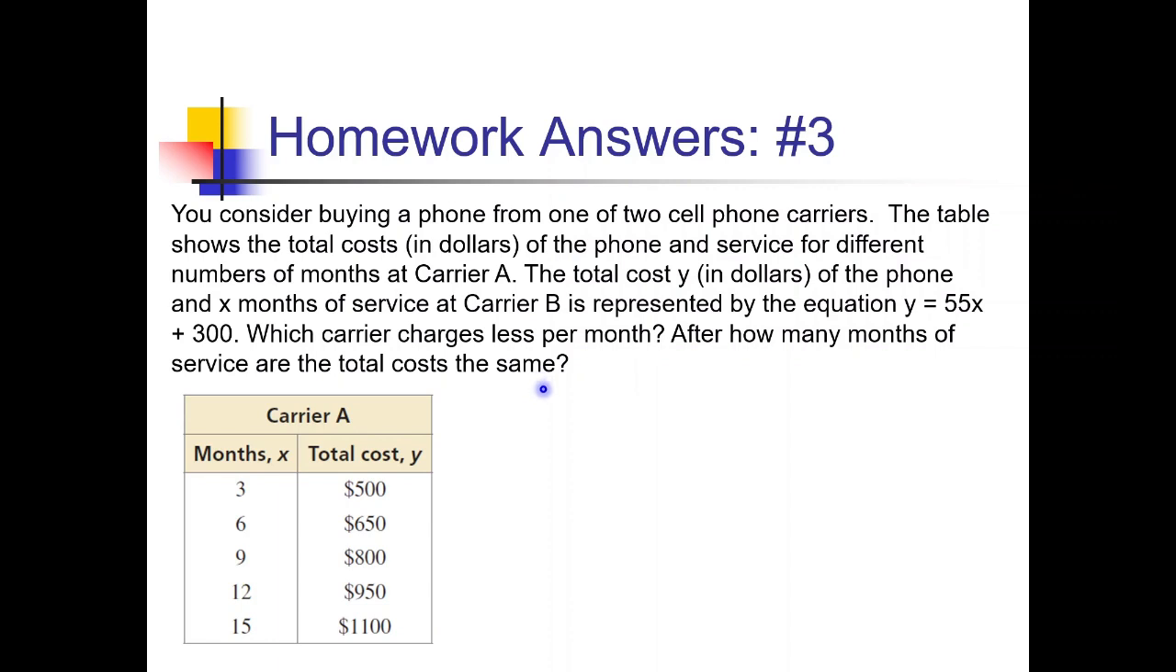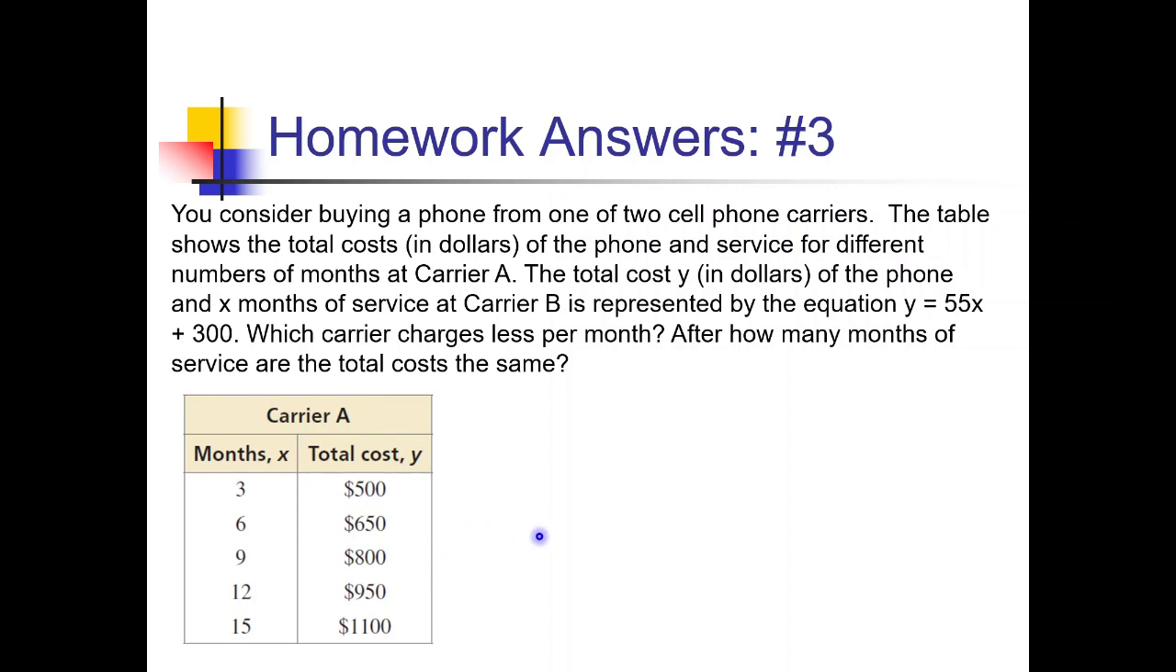So in order to do both parts of this problem, I'm actually going to need to take this table data and convert it into the equation of a line. I just need to find the slope of this table data to compare. What did they want us to compare? Who charges less per month? The per month is just the slope. But again, if I want to be able to figure out when their months cost the same, I need the equation of a line for that second, or for this A carrier. So let me start by getting the slope in this table.